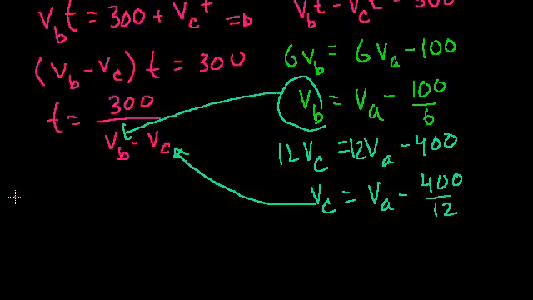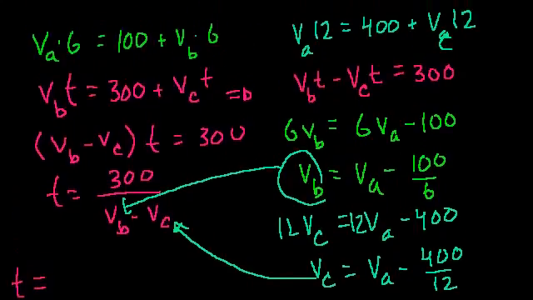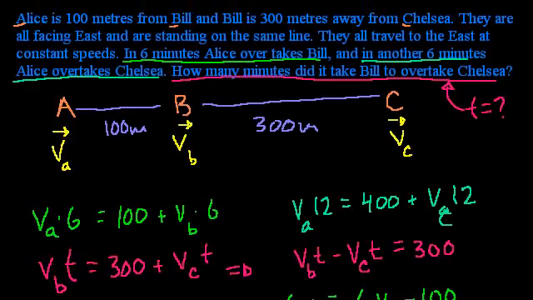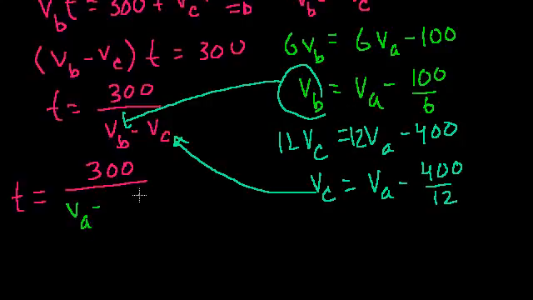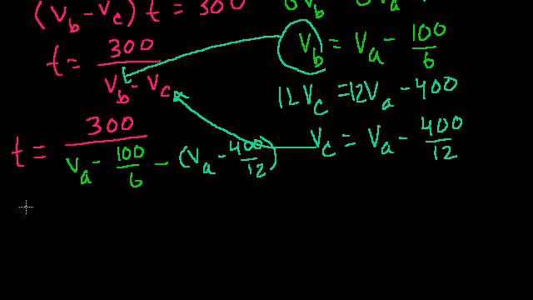So the time that it takes for Bill to overtake Chelsea, remember that's what T was. It's always good to remind yourself what this whole problem was about to begin with. T is equal to 300 over VB. Well, instead of VB, let's write this. VA, the velocity of Alice, minus 100 over 6, minus VC. So minus this right here, minus VA minus 400 over 12. This should simplify to T.